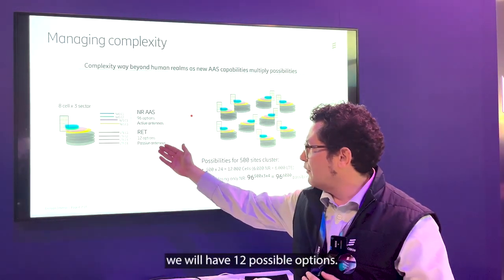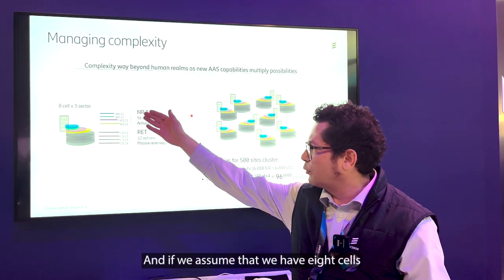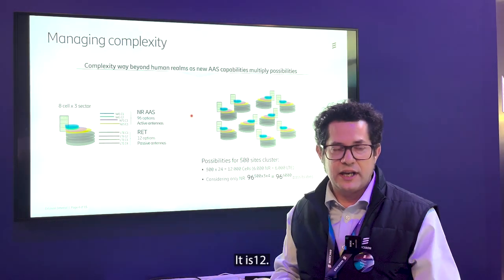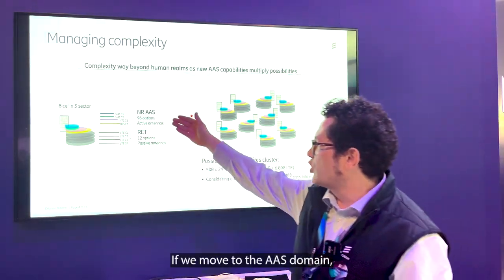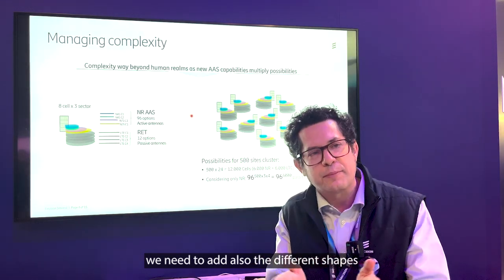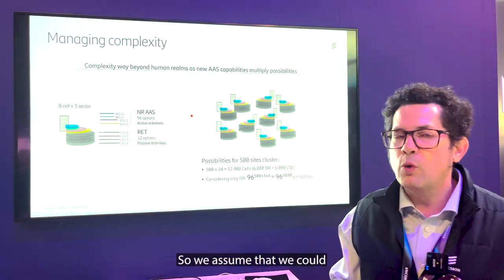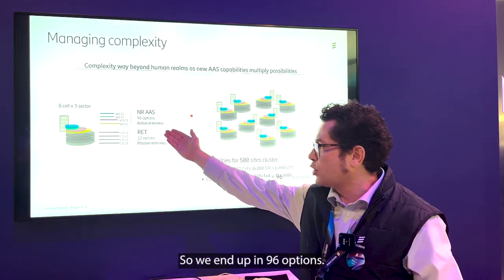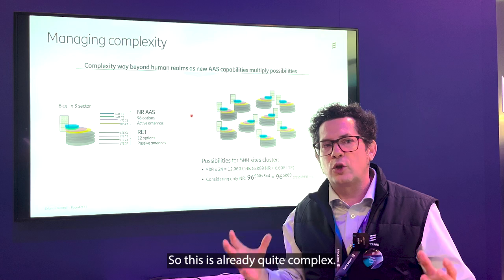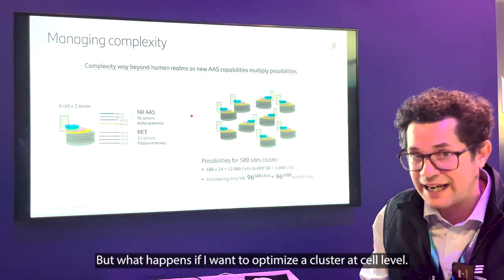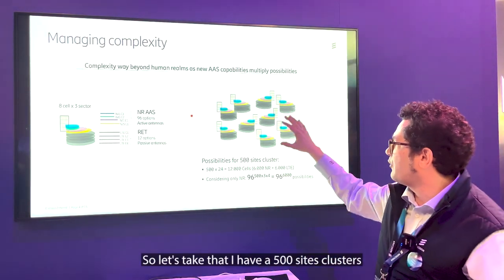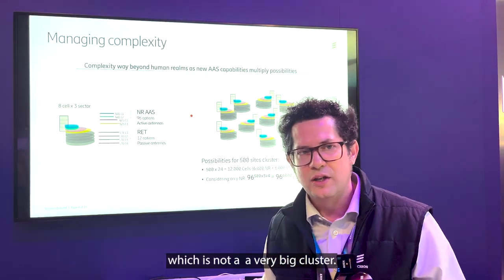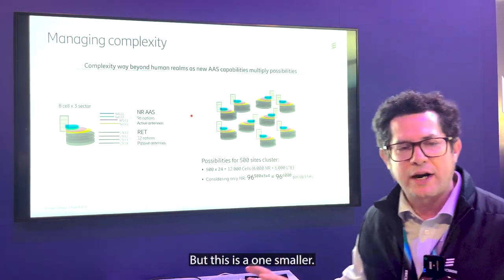So for the red, we'll have 12 possible options, right? If we assume that we have 8 cells with 3 sectors, 4 of them will be red, with 3 is 12, right? If we move to the AAS domain, we need to also add the different shapes that you can add, right? On top of that. So if we assume that we could have up to 8 shapes per cell, we end up with 96 options. So this is already quite complex, but what happens if I want to optimize a cluster at cell level? So let's take that I have a 500-site cluster, which is not a very big cluster, right? We can target bigger areas, but this is a small one.